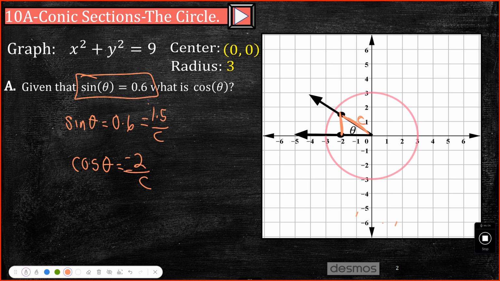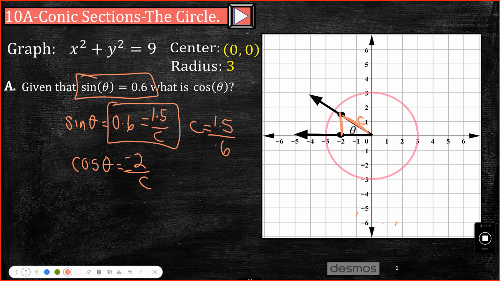Can I solve for c here? Because that's the only variable, no? I'm going to times it by c and then divide it by 0.6, where c is, they're going to switch spots. So c is 1.5 divided by 0.6.